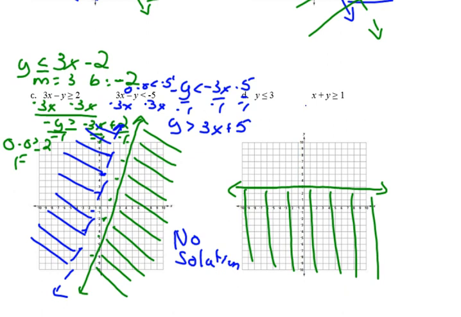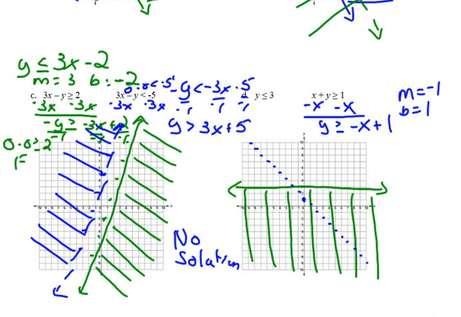Here I have to get y by itself, so I'm going to subtract x. So y is greater than or equal to negative x plus 1. My slope is negative 1. My y-intercept is 1. So I'm going to go down 1 over 1. Look at all those beautiful points I get to put on here to make my line so nice and straight. It does have the or equal to, so it's another solid line.